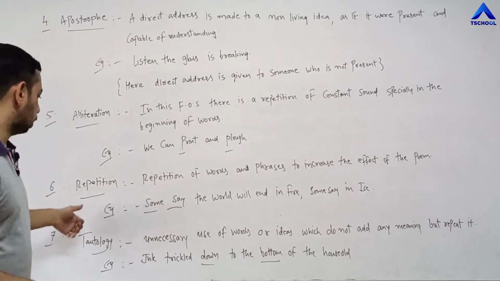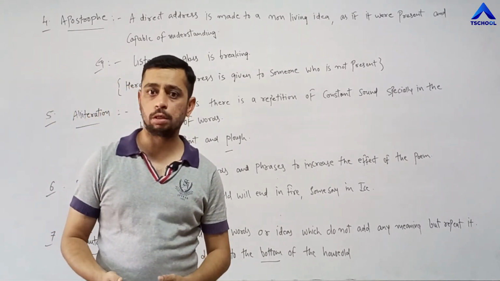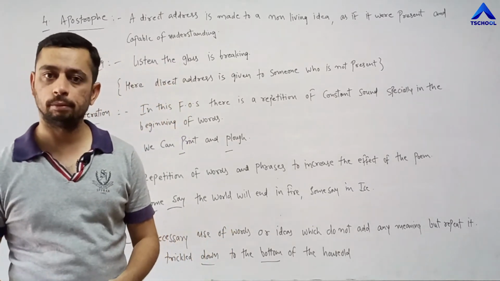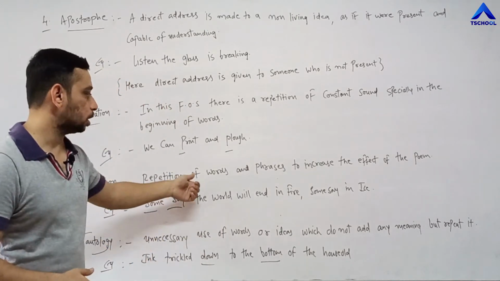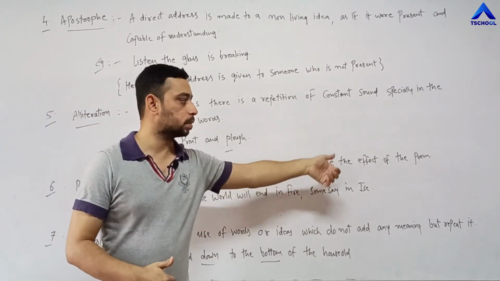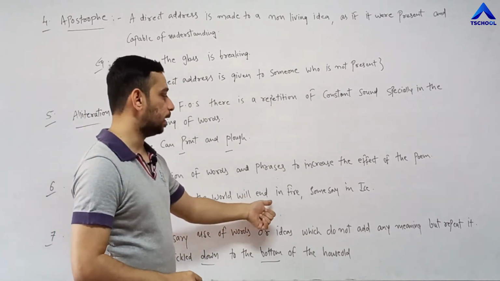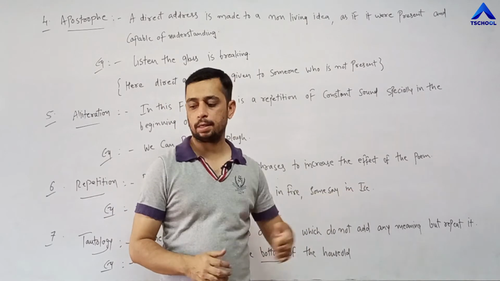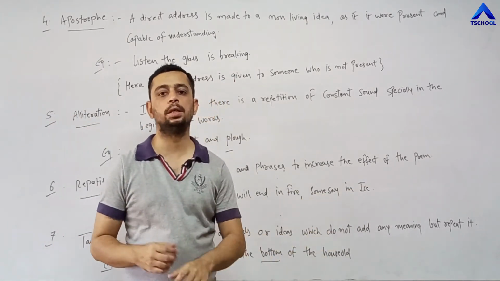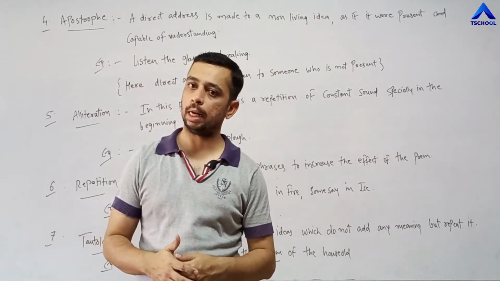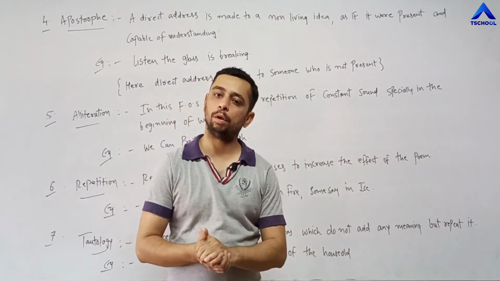Right? Next, repetition. Again, a simple figure of speech. The words are being repeated in the line. That figure of speech is known as repetition. Repetition of words and phrases to increase the effect of the word. Look at the example. Some say the world will end in fire. Some say in ice. Some say is repeated in one line, just to increase the effect of the poem.